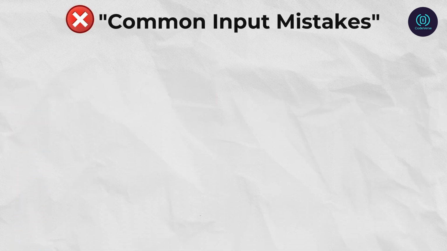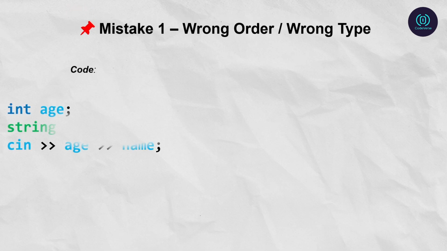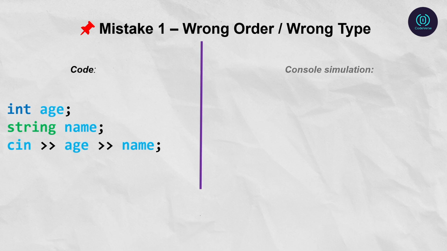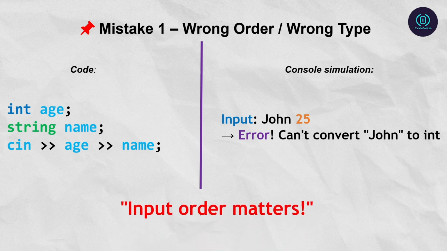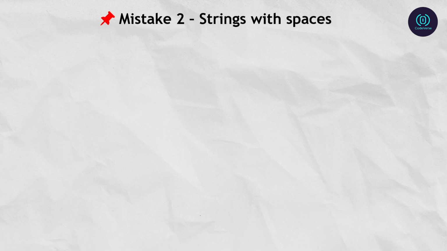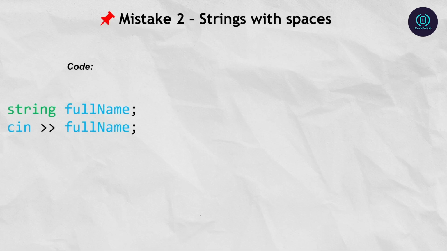Now that you know how to take input using cin, let's talk about some common mistakes that can confuse beginners, and sometimes even experienced coders. First mistake: trying to input different data types without planning ahead. For example, if you use cin >> age >> name, and expect the user to enter 25 John, that works fine. But what if they enter John 25 instead? Cin will try to store John in the age variable, which expects an integer, and that will fail. Second mistake: using cin with string variables to read full names or sentences without handling spaces.